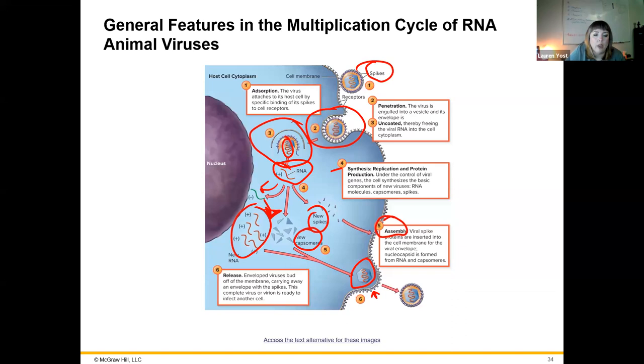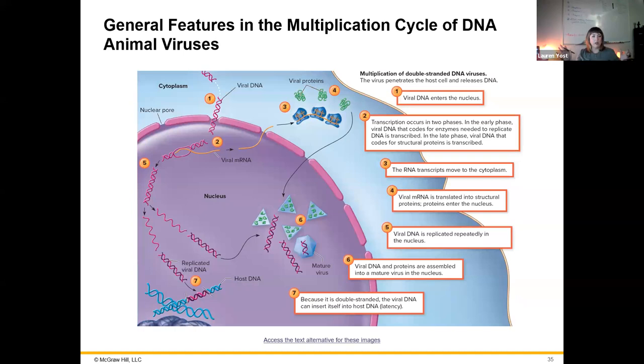And now we have our capsid, our nucleocapsid, pushing into the envelope that it's going to be covered in, coating in the spikes. And then it will be released, either pinched off or have some sort of enzyme that will allow it to free itself from the surface. So this is budding out by release. Now that's our RNA viruses. So that all happens in the cytoplasm, right? Cool. So now our DNA viruses.